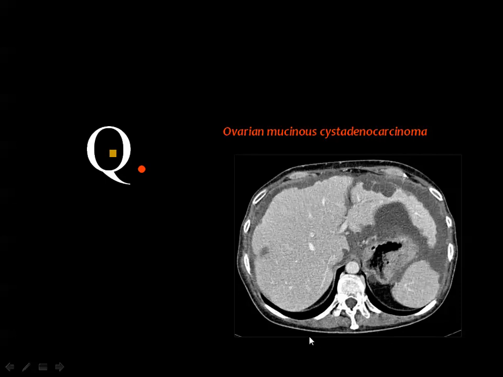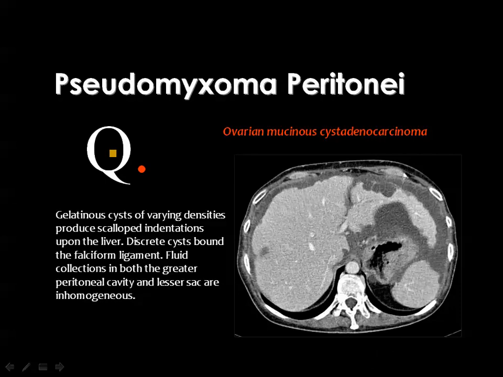Yes, and this is a CT scan of the abdomen at the level of the liver after intravenous contrast injection, no oral contrast injection. This patient had ovarian mucinous cystadenocarcinoma, and in the peritoneal cavity you see a lot of hypodense material, and this material characteristically indents the surface of the liver and the surface of the spleen. And this scalloping is very characteristic for pseudomyxoma peritonei.